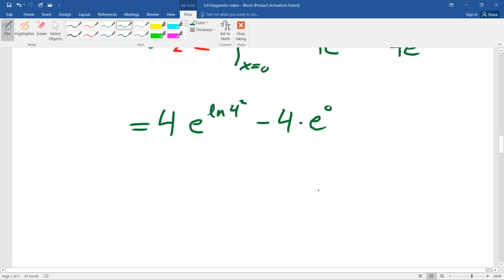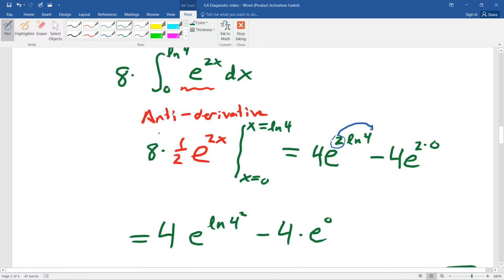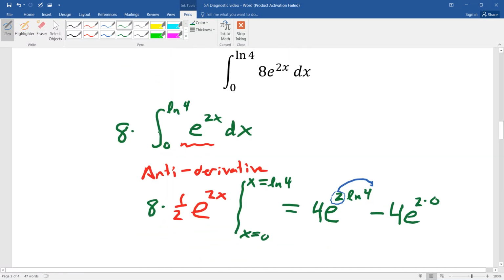And here now the e and ln cancel out. The ln is the natural log. It's the log base e. So if I take e to the ln of 4 squared, we get 4 squared. This is 4 times 4 squared minus 4. e to the 0 is 1. So this is 4 cubed, which is 64, minus 4. It's 60. So the value of this definite integral is 60.